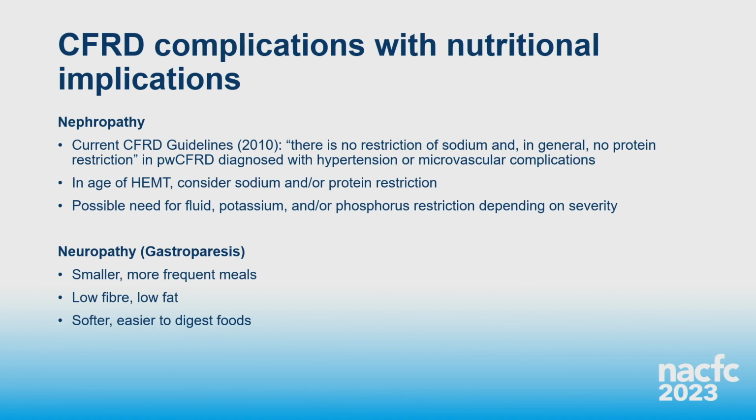And certainly for those with kidney disease who are well nourished, I think a protein restriction is probably very appropriate because it will slow the progression of kidney damage. And then with respect to neuropathy, the guidelines that exist for gastroparesis in the general population can apply to people with CF who suffer from this. So smaller, more frequent meals that are low in fiber and low in fat, and that are softer and easier to digest.